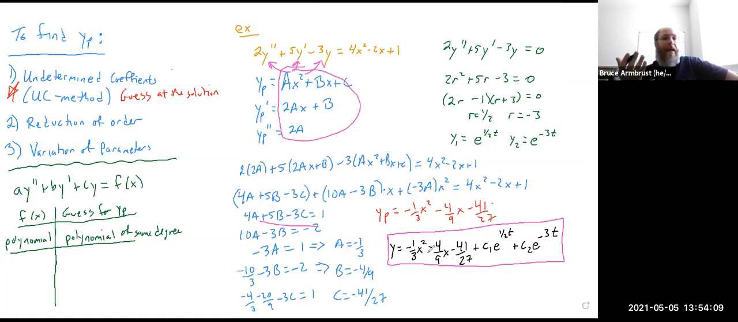And this is exactly analogous. The fundamental set is creating the space for the homogeneous. But when it becomes non-homogeneous, we just have to shift it so that it's going through the right place. Well, that's what we did. We shifted it using this y particular so that it now goes through 4x squared minus 2x plus 1. So I wanted to tie it back to that just in case you guys had talked about it.